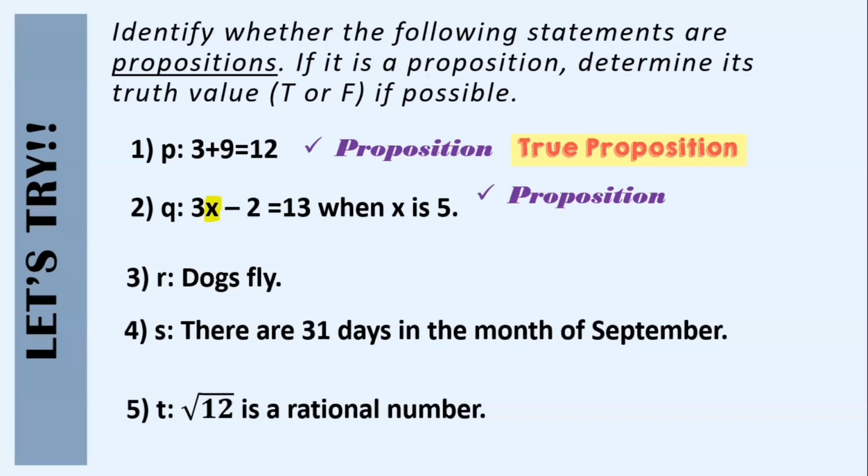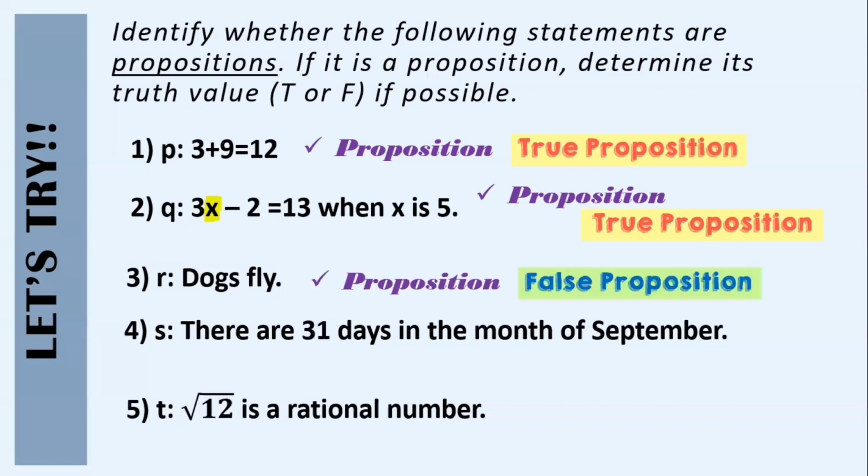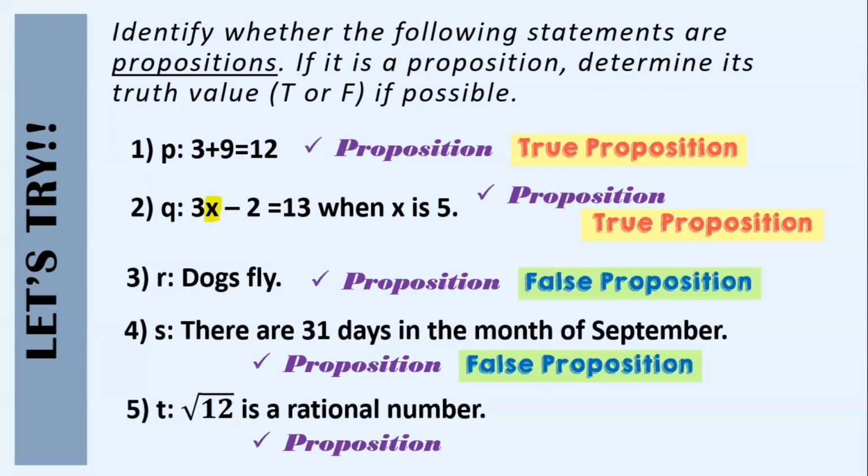Next, number 3, dogs fly. So here, identify natin kung proposition ba o hindi. So, dogs fly, lumilipad ang aso. So, we can say that this is a proposition, but it's a false proposition. Okay? Next, there are 31 days in the month of September. So, it gives information, but it's a false proposition. Okay, square root of 12 is rational. So, it gives information, so therefore it's a proposition, but it's a false proposition because square root of 12 is irrational.